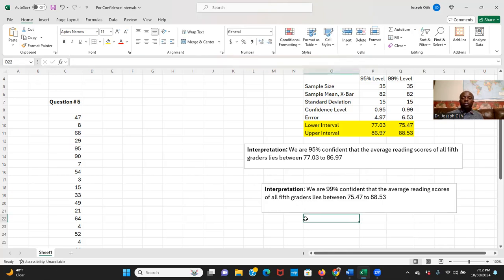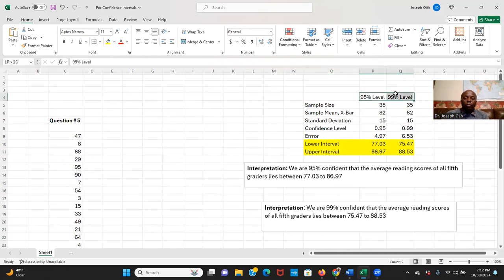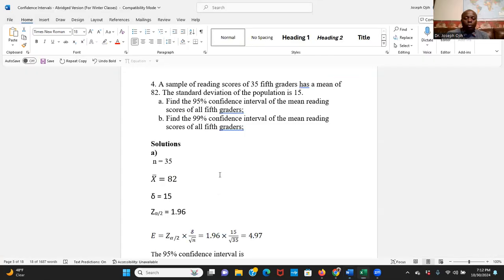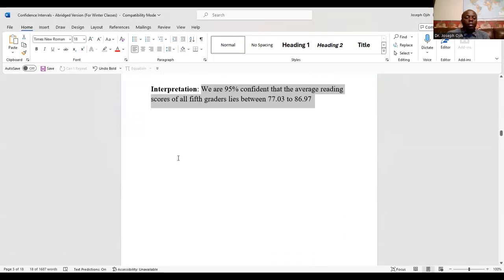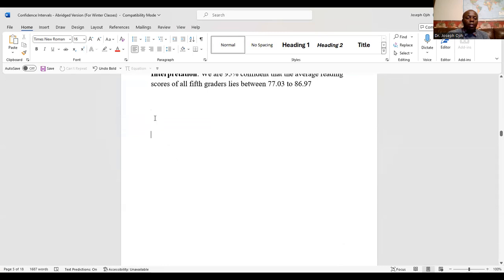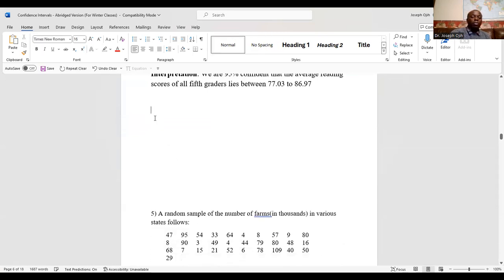Any question on this? Any question? Good. At this point, we're ready to do another example. Here, in this case, they didn't give us the summary statistics. They give us raw data.